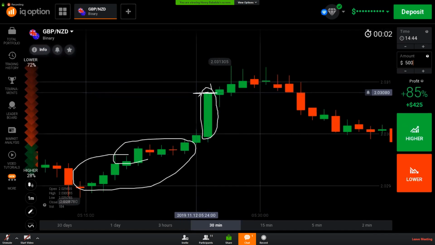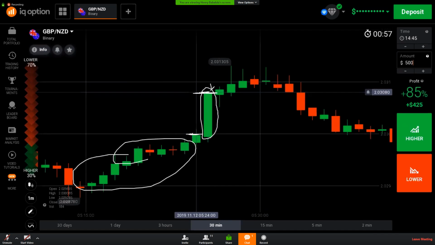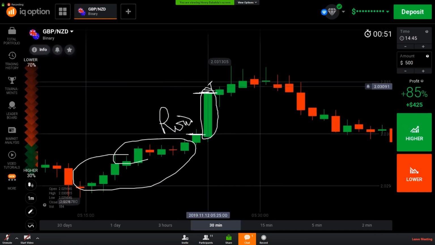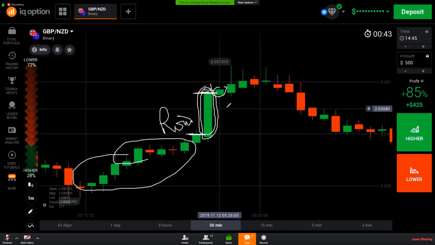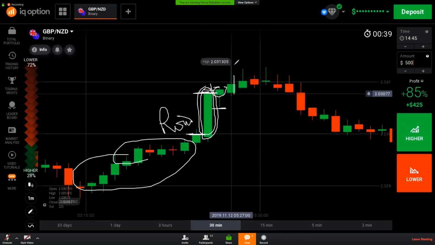So by the time I'm waiting, remember I'm waiting here. I'm also waiting here because of round numbers. I'm waiting after this candle because this candle is too big. Then after this candle, I'm now seeing this candle. That means buyers are still very strong in the market. It's making a new high. Then I will go with this next candle.